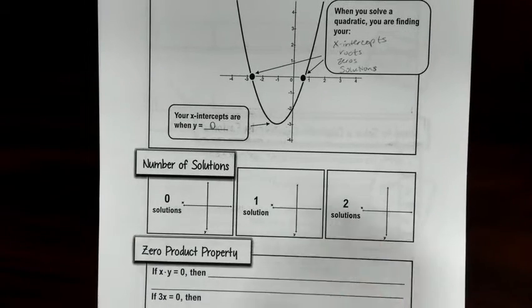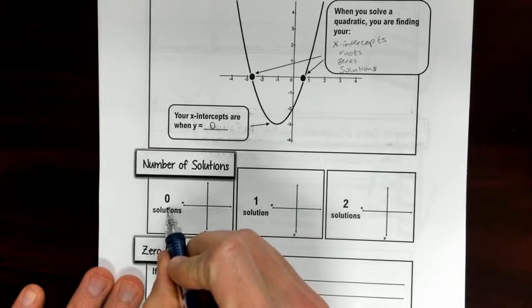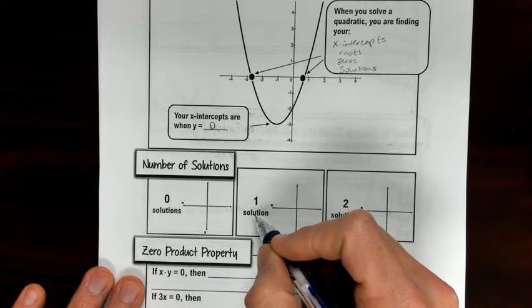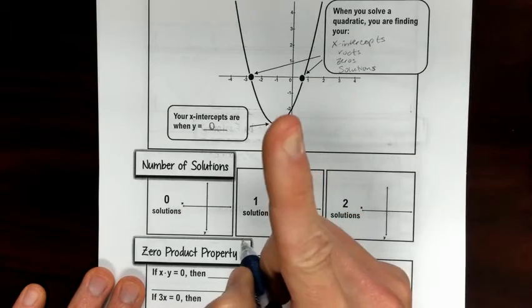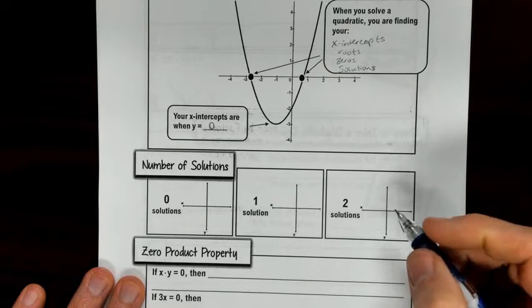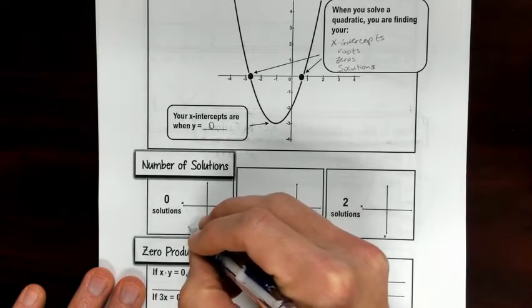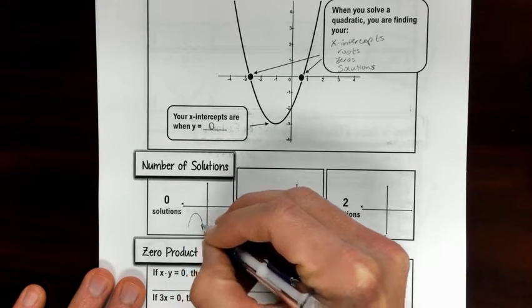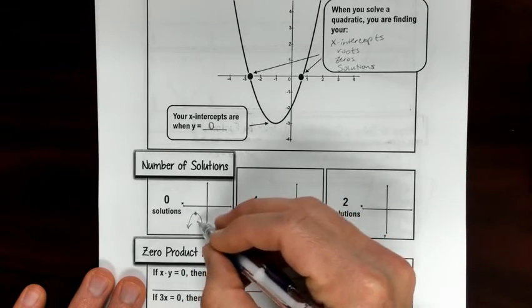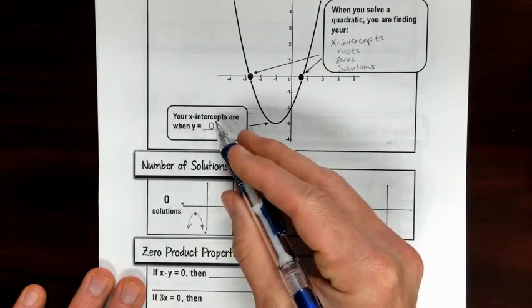So looking at my number of solutions, we have three possible cases. We have no solutions, one solution where the graph touches the x-axis one time, and two solutions where the graph touches the x-axis two times. If I'm looking at a graph that has no solutions, it would look something like this, because that parabola does not touch the x-axis. Therefore, there are no x-intercepts.